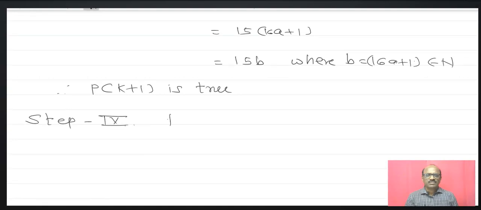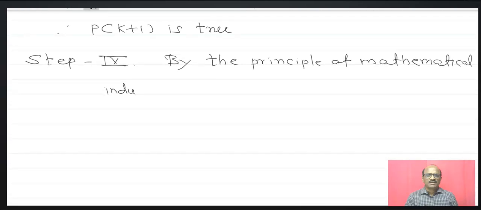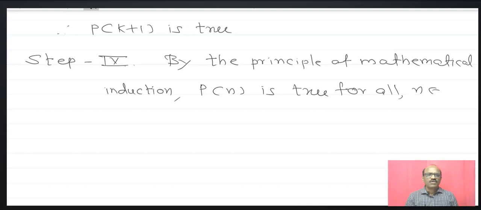Now the step number 4. By the principle of mathematical induction, P of n is true for all small n belonging to capital N. This is the induction, and therefore 2 raised to 4n minus 1 is divisible by 15. Now the next example, number 12.